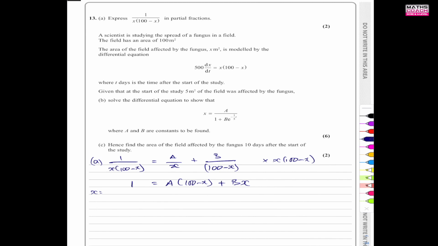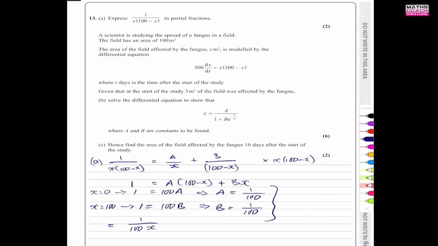If we just substitute in for x, x equals 0 gives us 1 equals 100a. So a therefore equals 1 over 100. And if x equals 100, that gives us 1 equals 100b, which means b is also equal to 1 over 100. So the partial fraction we're looking for is equal to 1 over 100x plus 1 over 100 bracket 100 minus x.